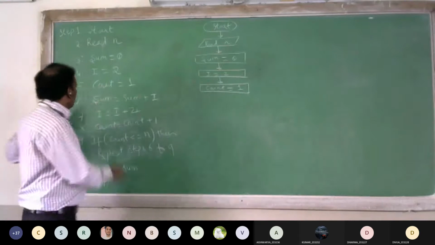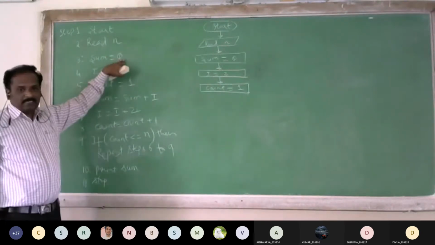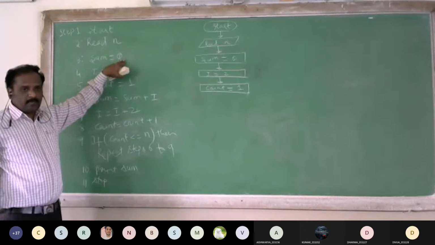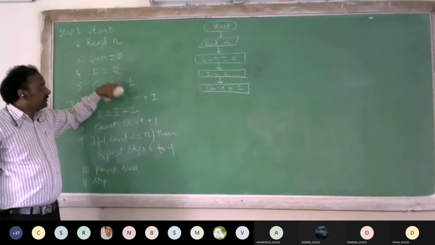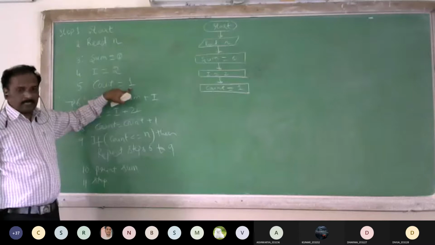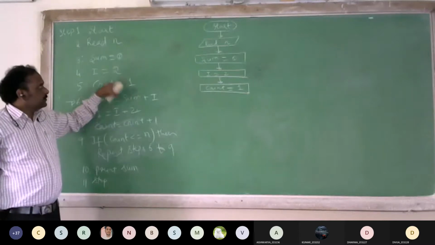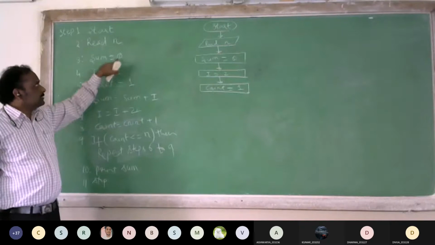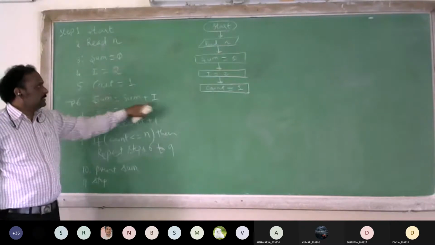Next, the actual logic starts from here. Step 6. First we have initialized the sum as 0 because we have not started adding the numbers. The first even number is 2. Which even number? This is the first even number, so I am writing this as count. Now we have got the first even number. Starting sum is 0. Now you add this number. Sum is equal to sum plus I.